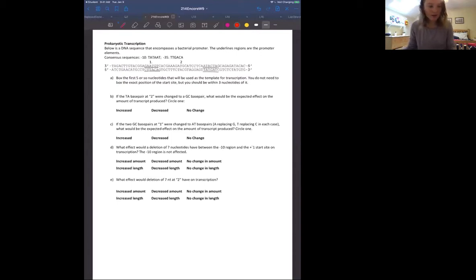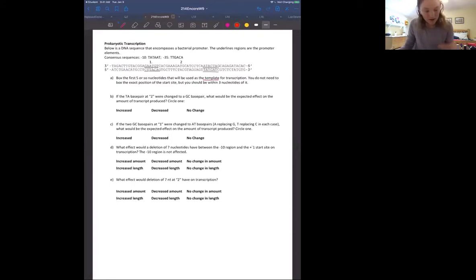So our first problem is dealing with prokaryotic transcription. Our first question asks us to box the first 5 nucleotides that are used as the template for transcription. That's important for this question, and we don't need to know the exact position, but we should be pretty close.